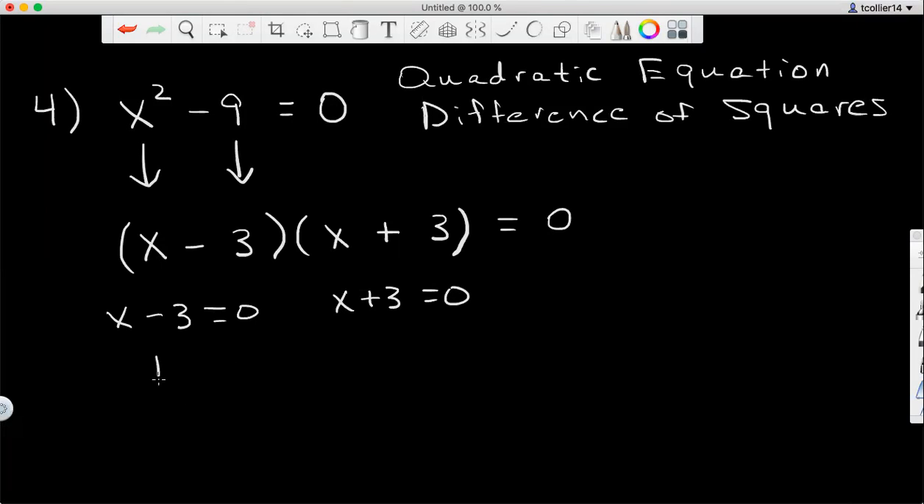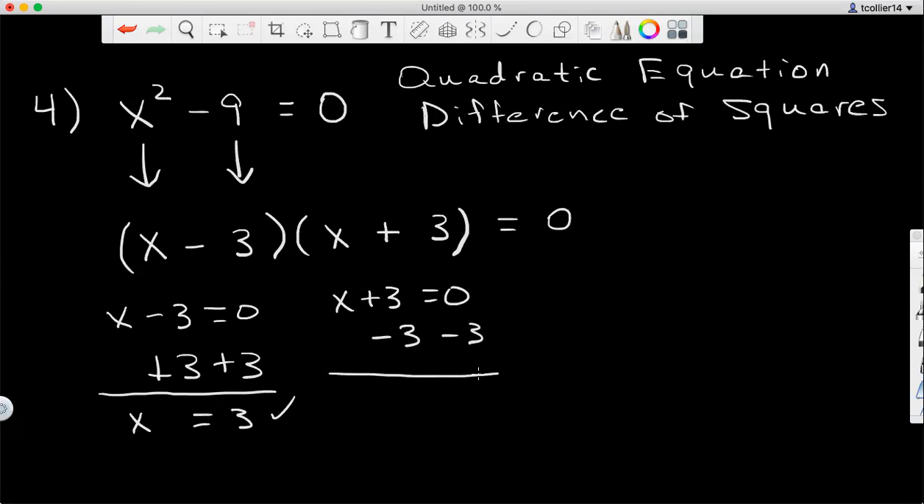Okay, so over on the left side, I'm going to add 3. I get x is positive 3. Over here, I can subtract 3. I get x equals negative 3. So that's going to be my solution set, 3 and negative 3.